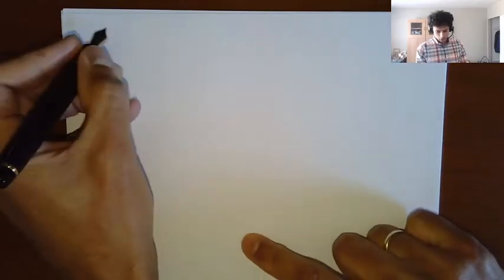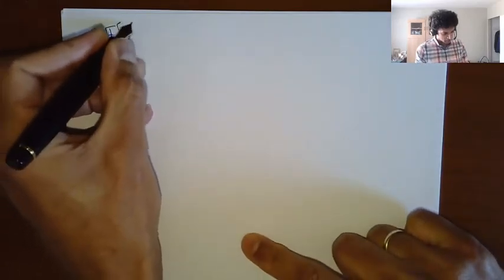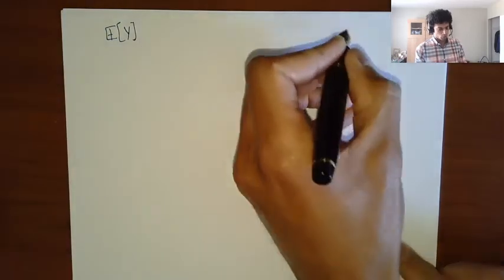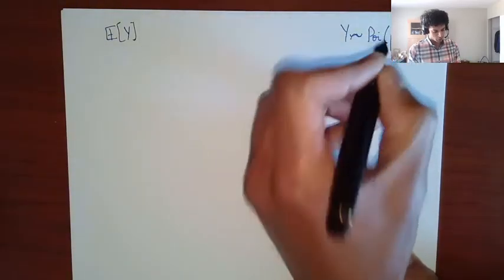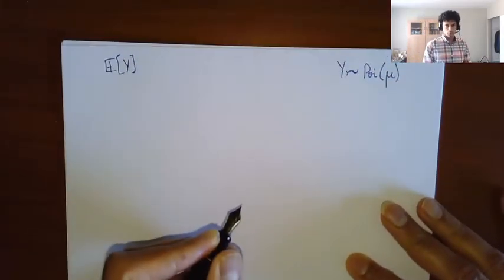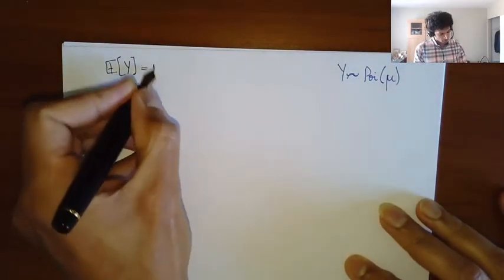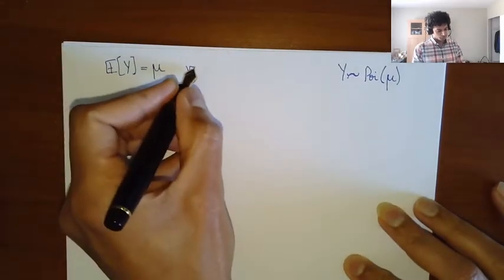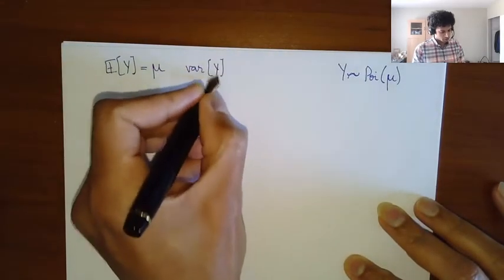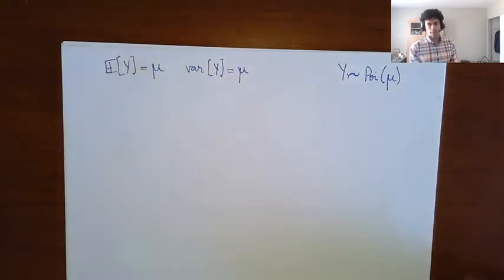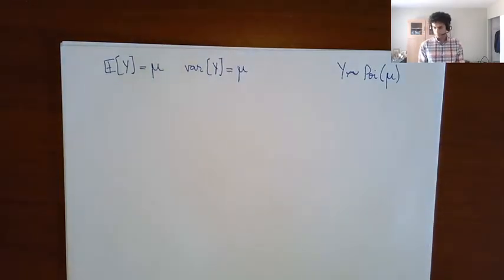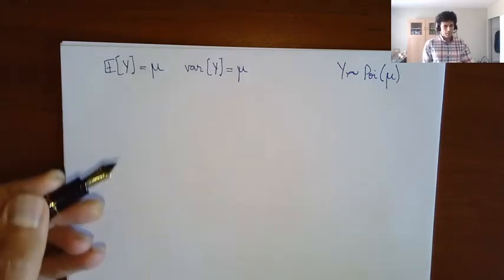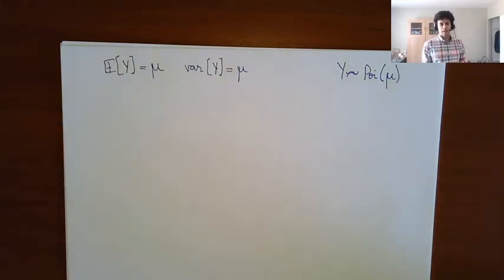because it satisfies many of the properties that normal random variables satisfy. So firstly, the expectation of y, where y is again distributed as a Poisson with parameter mu, is mu. The variance of y is also mu. So I'm not going to prove these. These are calculations that I leave to the scribe. But let's get some understanding of what this distribution looks like.